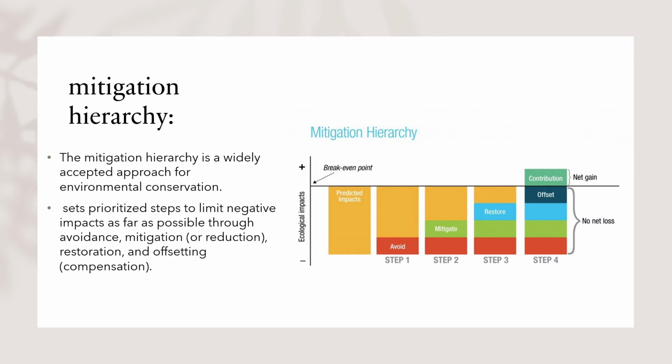So this is just added info on the mitigation hierarchy. The mitigation hierarchy is a widely accepted approach for environmental conservation. It sets prioritized steps to limit negative impacts as far as possible through avoidance, mitigation or reduction, restoration, and offsetting or compensation. The figure on the right side basically explains what I have mentioned in graph form.